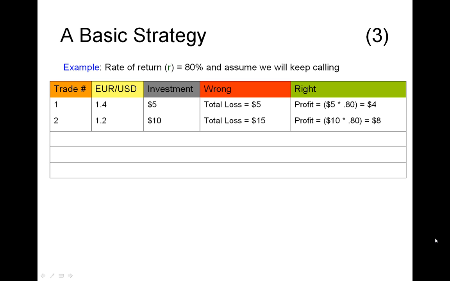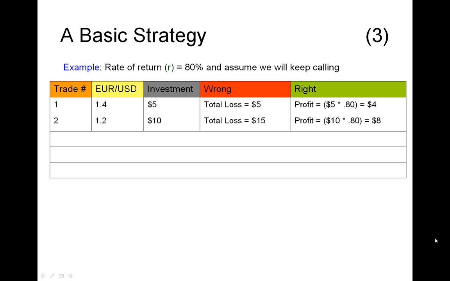Now, on this particular trade, trade number 2, if we get it right, the profit would be 10 times 80%, which is $8. Now, earlier, our first trade, we lost $5. This time, we made $8. Our real profit here is 8 minus 5, $3. Therefore, by virtue of being right the second time, we took into account the loss we made during the first trade.